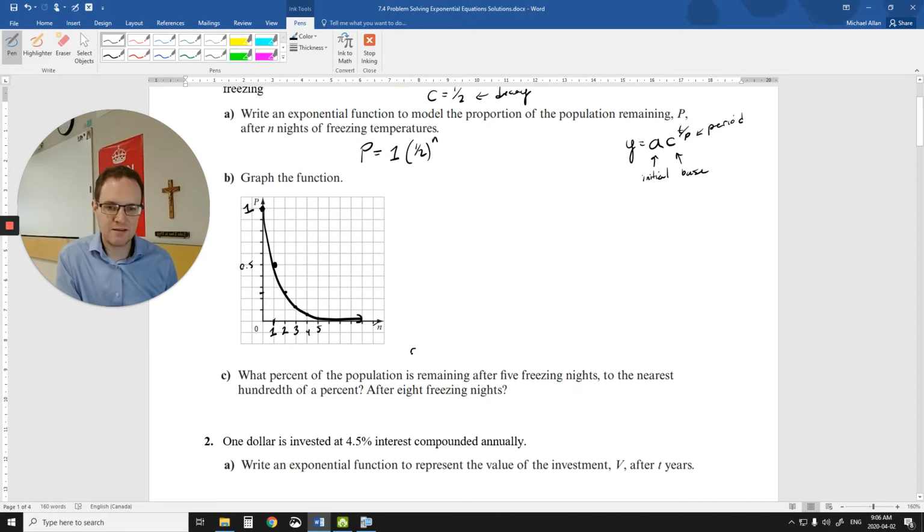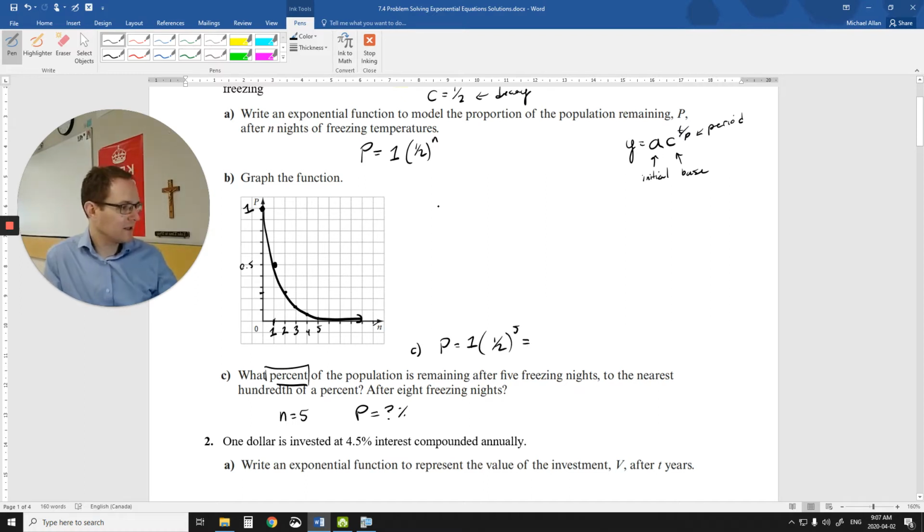Now it asks me what percentage remains after 5 freezing nights. So they're asking me, when my N value is equal to 5, what is my P? In percentage. Okay, so in my equation here, I'm just going to put in what I have. So P is equal to 1 times a half raised to the power of 5. And then I'm going to punch that into my calculator, on my other screen here. I get 0.03125, but I want this to the nearest 100th percent. So I times this by 100%, and I'm going to get 3.13%. So 100th is 2 decimal places. So there we go.